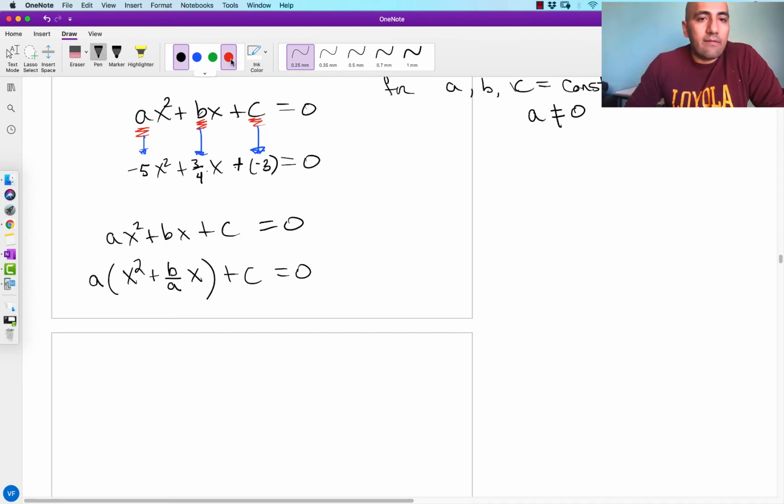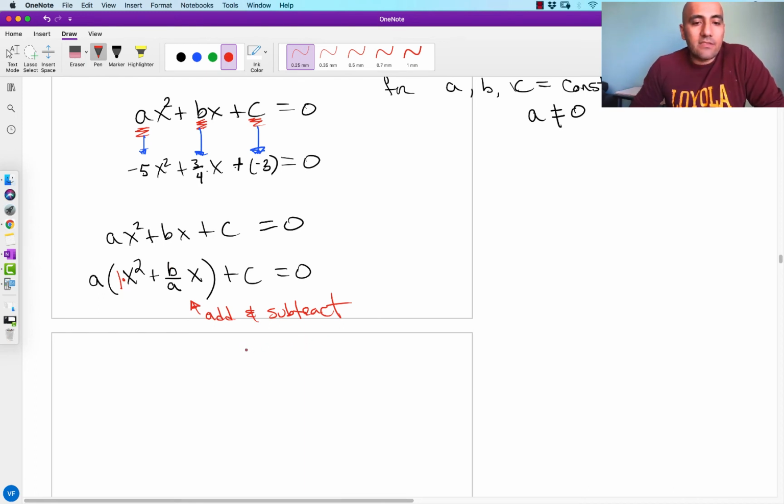And now I have something that works out well. I have something with a 1 there. Good. So now I can complete the square on this part inside the parentheses. So what I want to do now is add and subtract the perfect thing. Add and subtract. And remember that the pattern has always been to do half of this quantity squared.